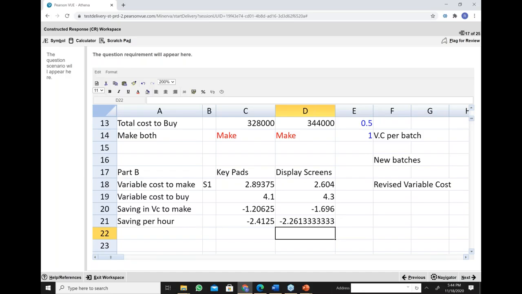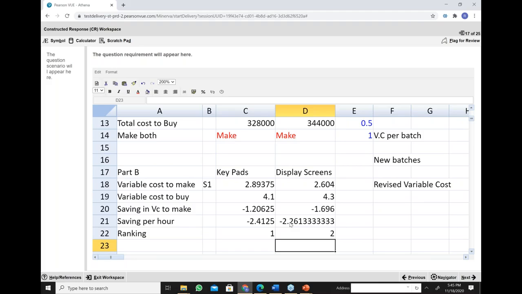So what you have worked out, if I give 1 hour to produce keypad, on that 1 hour I'll get a saving of 2.4. And if I give 1 hour to display screen to produce in-house, I will get a saving of 2.26. Now let's rank on the basis of saving per hour. So which should be produced first? Can you tell me, guys? Which should be produced first? So first we should produce keypads and then display screen.